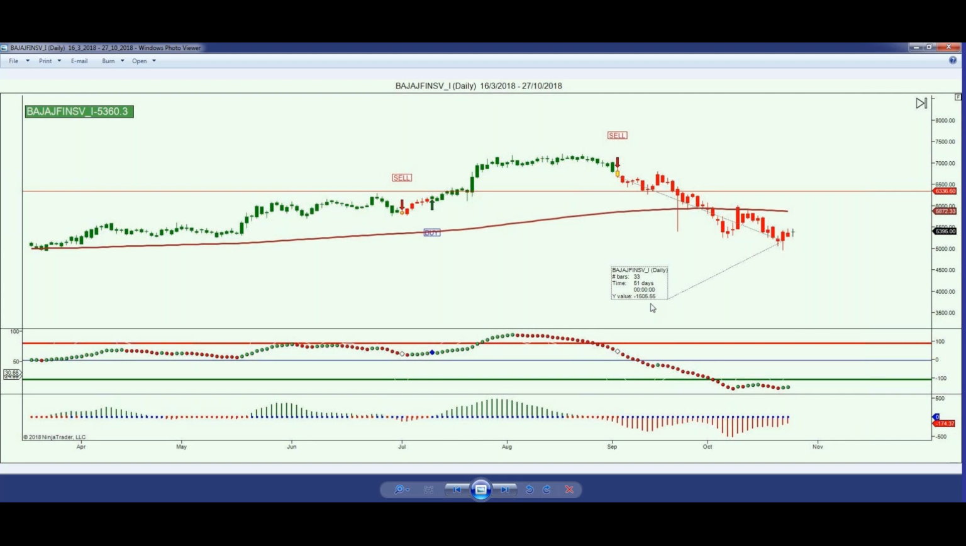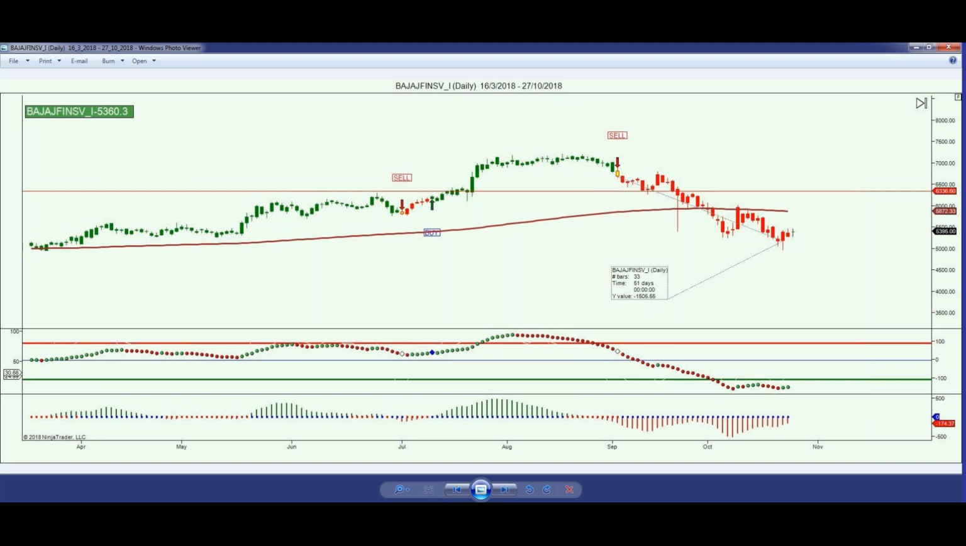Bajaj Finserv, what is your investment needed? You need 1,10,000. If you have 1,10,000, you can trade in one lot. But you have made 1,87,000. So that roughly gives around 1.7, that is 170% returns. 170% returns on an investment in Bajaj Finserv for a duration of 33 trading days, or 51 calendar days. So that is how you calculate.